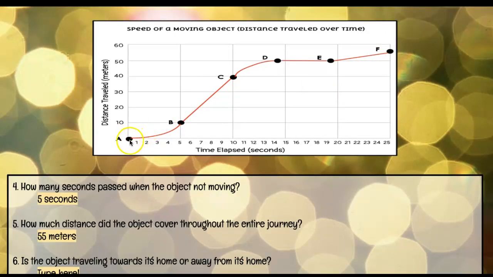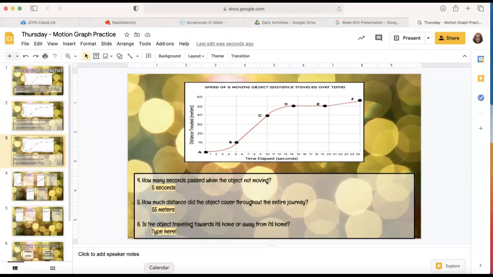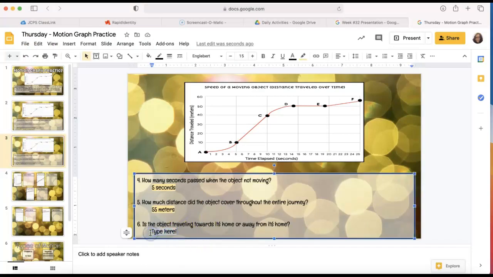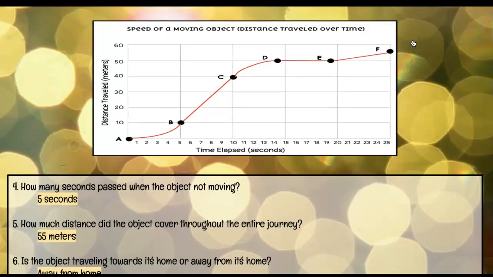Well, here's its home, and it's traveling away. If it was traveling towards its home, the line would be up here and it would go down. So it's actually traveling away from home. So you'll put away from home. And then you'll have all of your questions answered for the foldable.